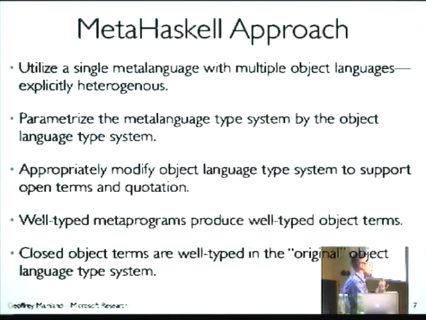And we're going to appropriately modify the object language type system to support the operations that we want to do when we're metaprogramming. So for example, when we're constructing these terms, we're splicing terms together, so we probably need to modify the object language type system to support that in a type-safe way. We're going to want to work with terms with free variables, so we're going to have to support that somehow. But we still want to guarantee that well-typed metaprograms are going to produce well-typed object programs. And in particular, if we produce a closed object language term, then it's going to be well-typed with respect to the original unmodified type system of our object language.